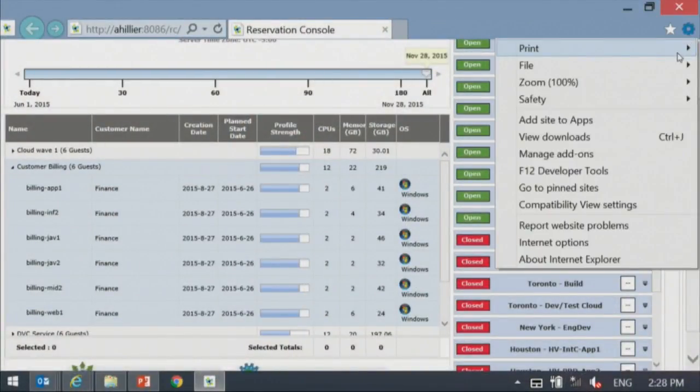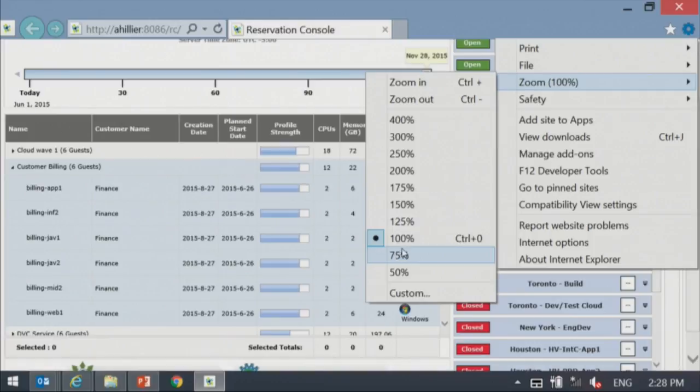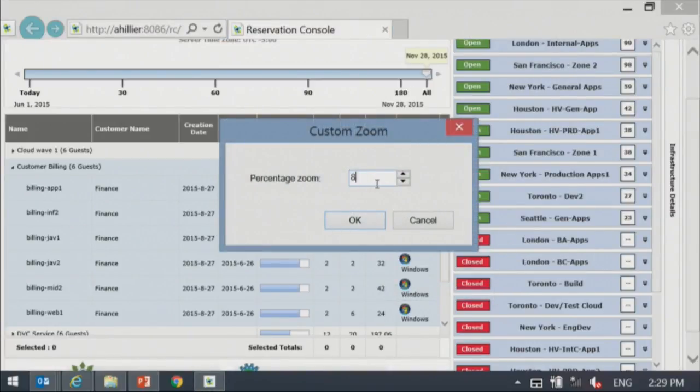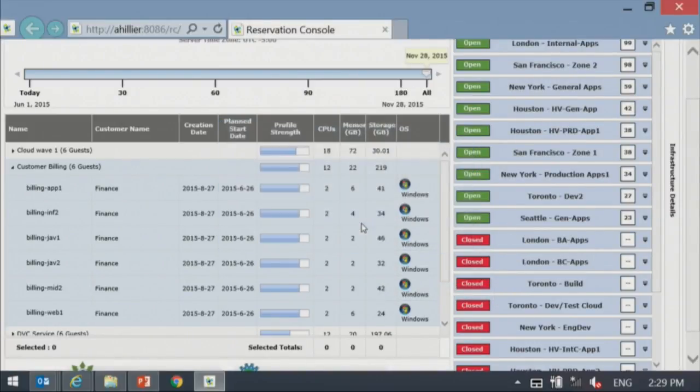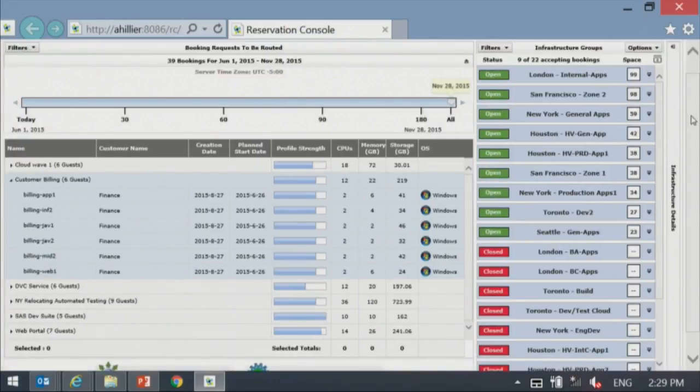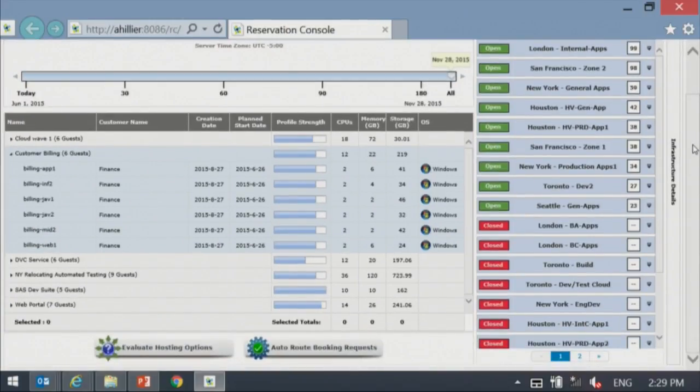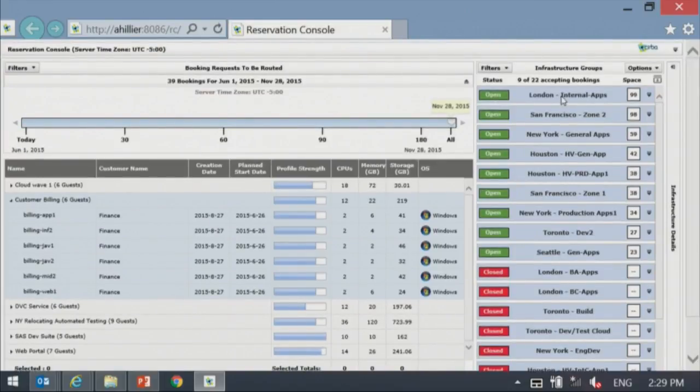Let me just find a zoom level that kind of works here, so you can see everything on the screen. It's just because we're on a smaller projector. Okay, so this is the reservation console. Think of this like hotels.com for IT. So this is now modeling all my global capacity. So down the right, these are all those hosting environments I was just demoing. These are those dots at the top of those control consoles.